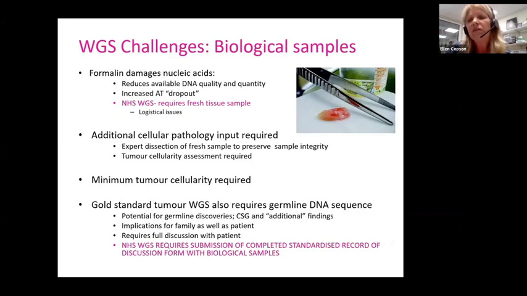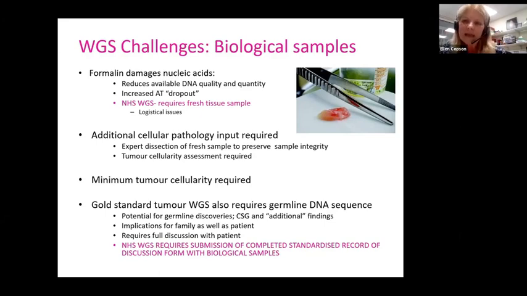First of all, formalin fixing damages nucleic acid, and what we saw in the 100,000 Genomes project was that we got much poorer results of whole genome sequencing from formalin fixed samples than those that were fresh frozen. So we need fresh tissue to do NHS whole genome sequencing. That has logistical issues. It means your biopsy or your tumor sample has got to get straight to the path lab, and somebody needs to be ready to deal with it, because it's going to require expert dissection to preserve your sample integrity and to assess tumor cellularity, because all that information is needed as well.